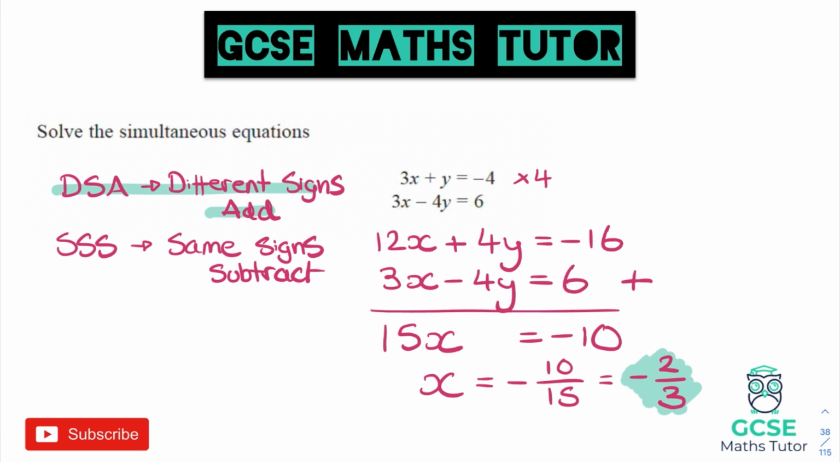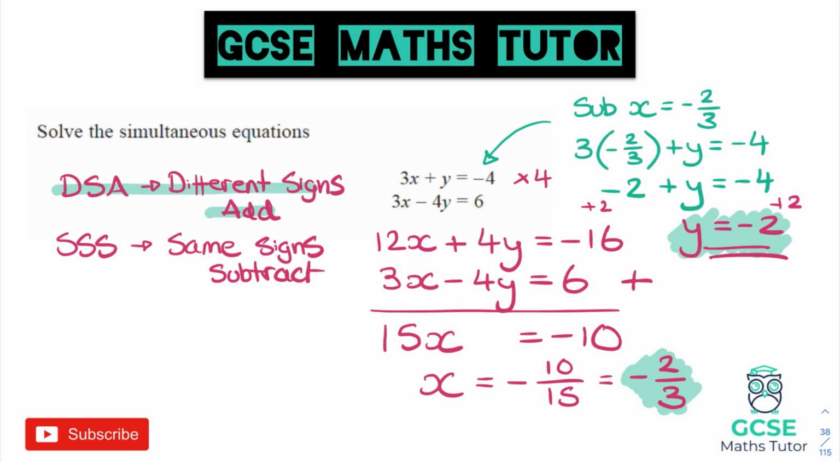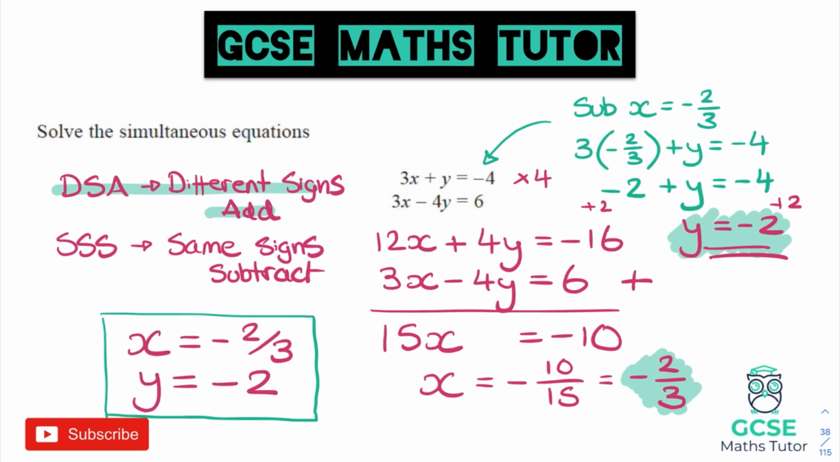Don't let this put you off though, get your value, and even if it doesn't look particularly nice, substitute it back into one of the equations to find your value of y. As long as you follow those steps, you are definitely going to be picking up method marks, even if the values of x and y are slightly complicated. And they can be with simultaneous equations.